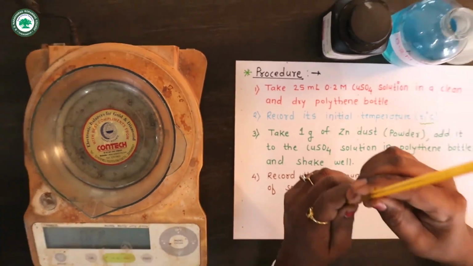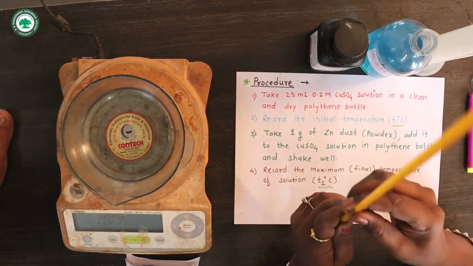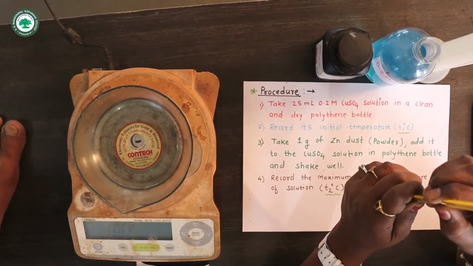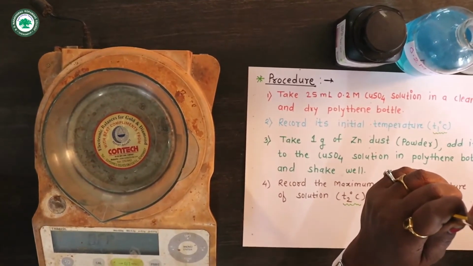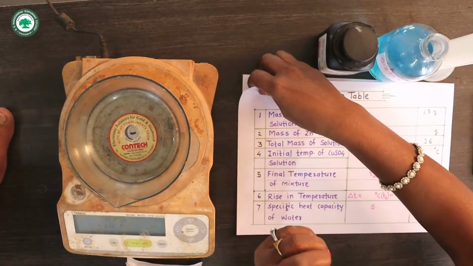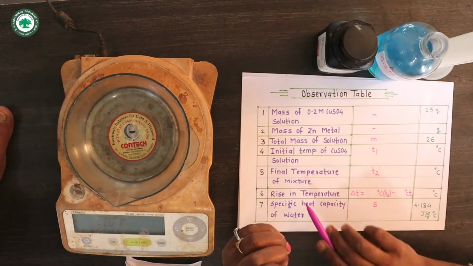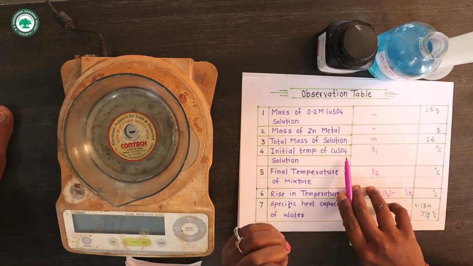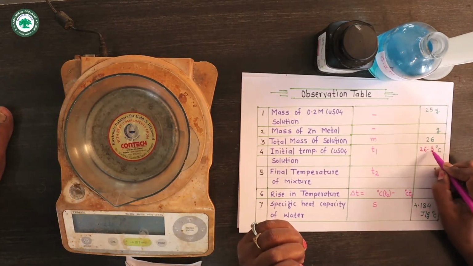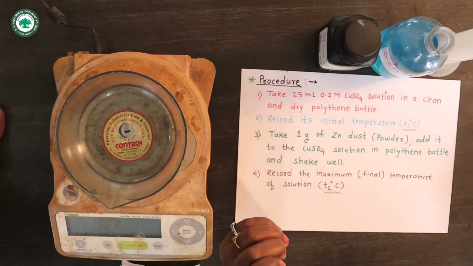So let us measure the temperature of this copper sulfate solution and record it as T1 degree Celsius. This temperature is found to be 26.3 degree Celsius. So in this observation table, record the initial temperature of the copper sulfate solution, which is found to be 26.3 degree Celsius.